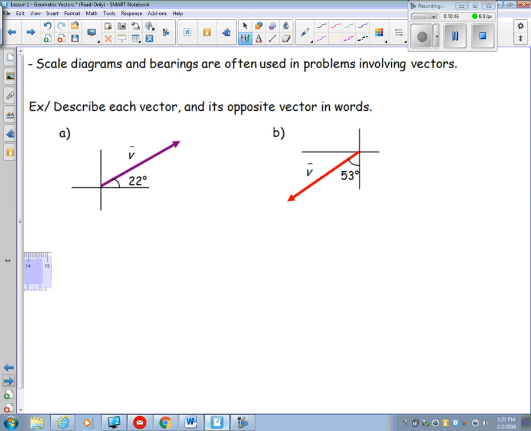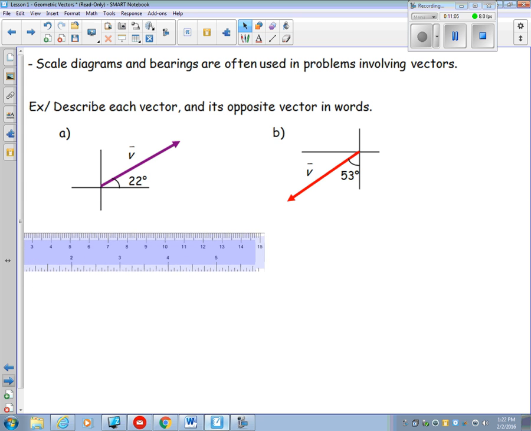As I said earlier, we're going to draw lots of diagrams. We're going to draw lots of scale diagrams. This first one here, I just want to work with the scale diagrams to get used to labeling vectors. We often use bearings in here too. That's why we did trigonometry before we started doing vectors. I want to describe each vector and its opposite vector in words.